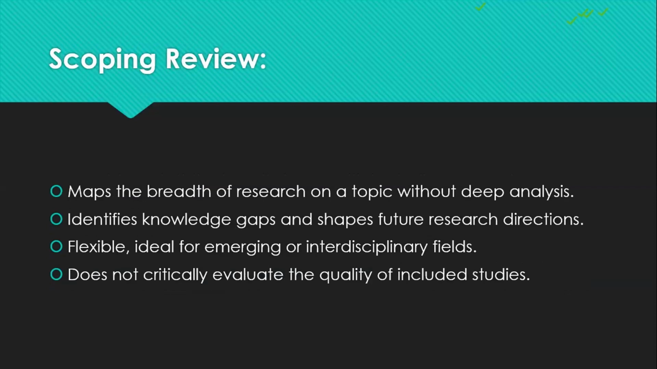Next one is scoping review. Scoping review mainly focuses on broadly mapping the area that is available for research on a particular topic. It may cover a wide area without deep analysis. It helps to identify knowledge gaps and shapes future research directions. Scoping review mainly focuses on the key concepts, the types of evidence, and the gaps in the research area being studied.